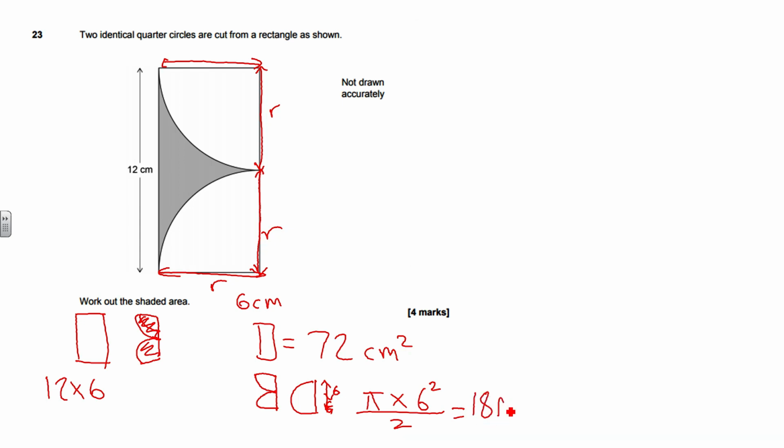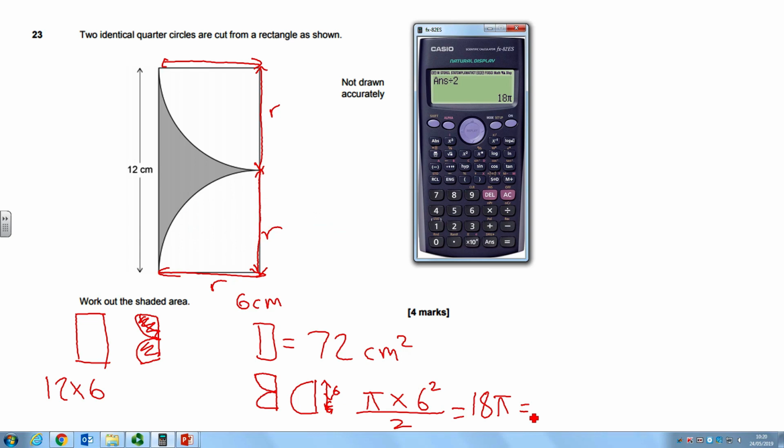I could write that as 18 pi, but it doesn't indicate that they want me to give the answer in terms of pi. I guess they probably won't complain if I did, but there we go. So let's call that 56.5.